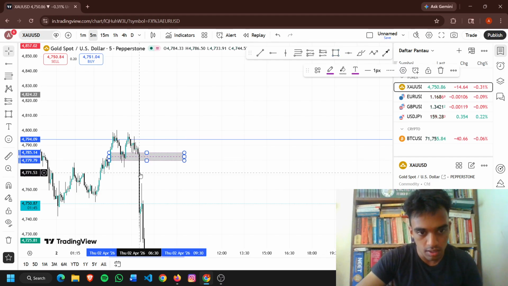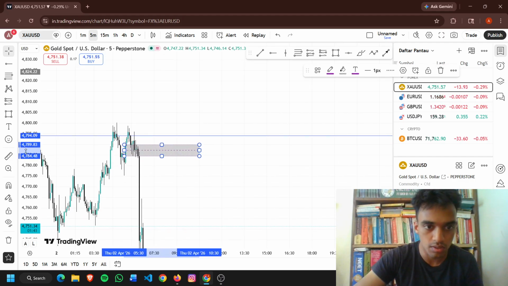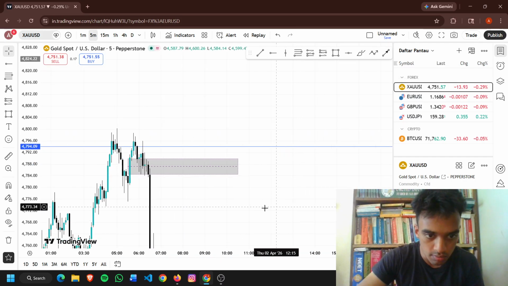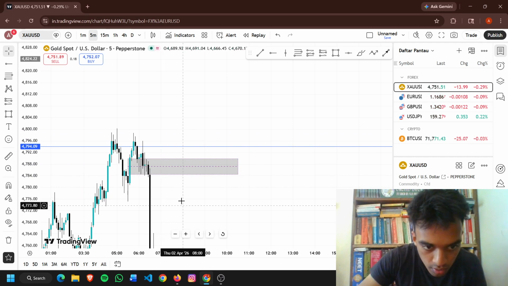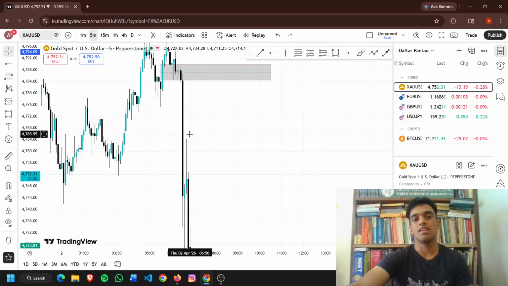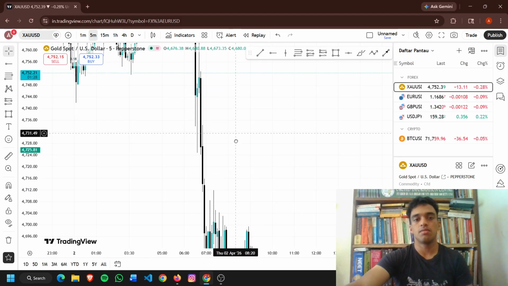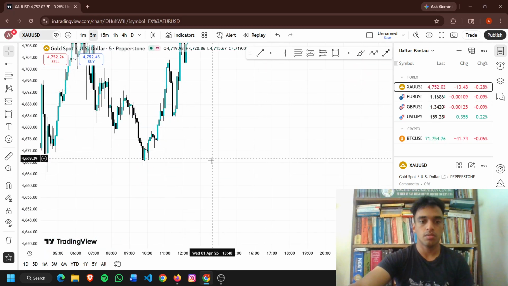After this FVG got closed, or you could have traded off of this FVG also. See, there are two FVGs which came. So yeah, this candle was the candle. This is not a good entry because it would have already gone a lot down. Let's go for a lower one.